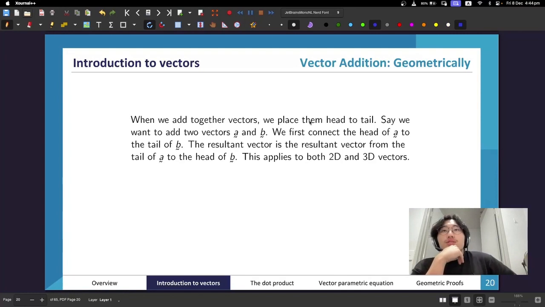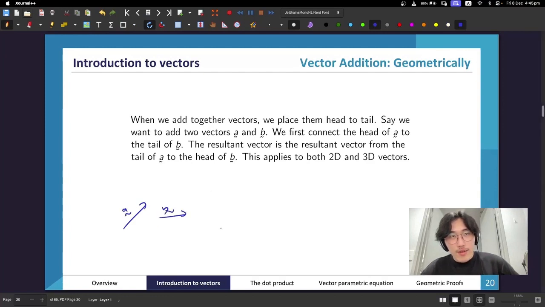Geometrically, when we add vectors together, we place them head to tail. So that's going to look like this. Let's say I have a vector a and a vector b. If I wanted a plus b, then I'd take a and tack it onto b's head. And then a plus b would be from b's tail to a's head.